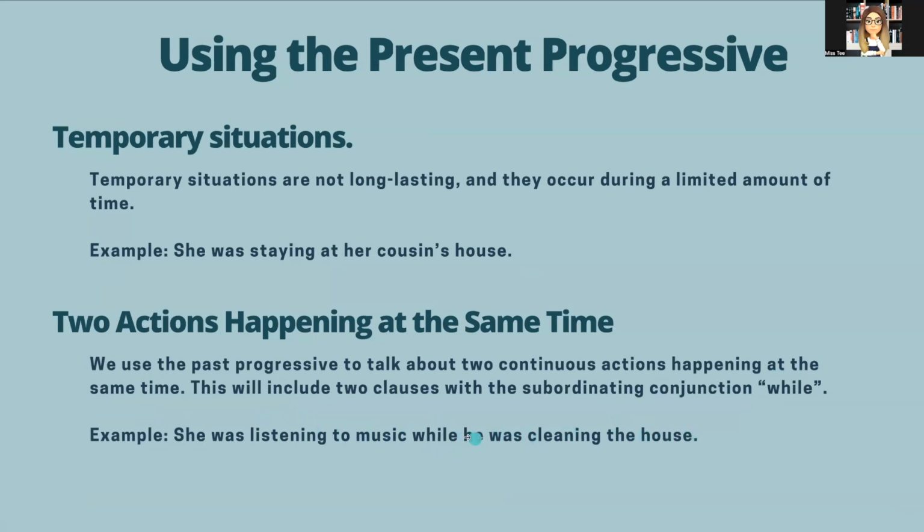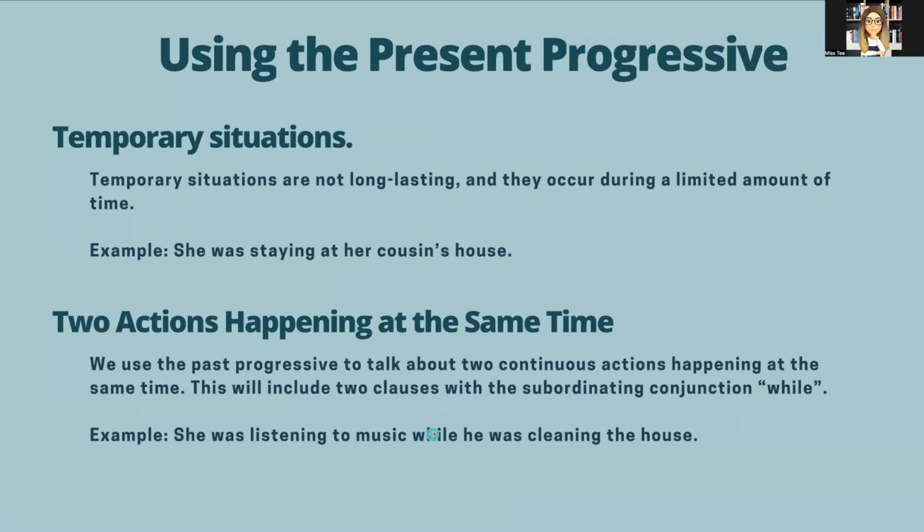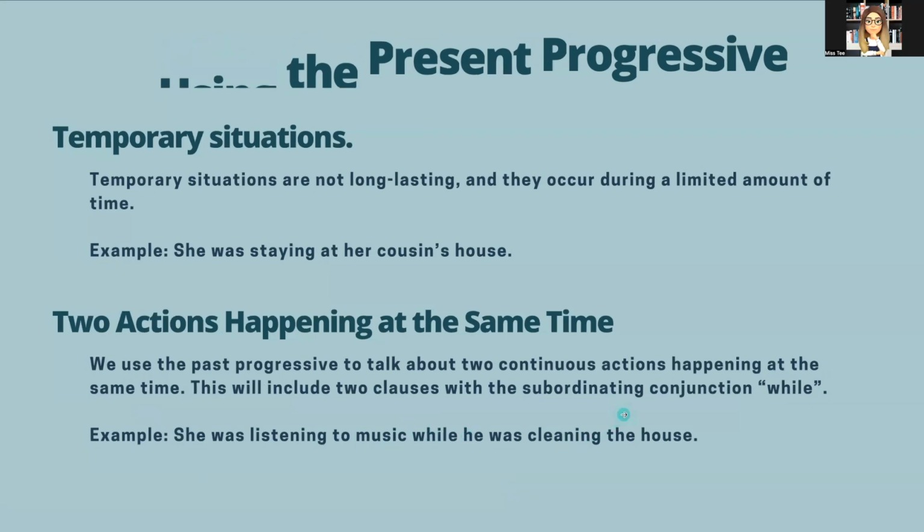And you can actually put these in whatever order. If you start the sentence with the word while, then you must put a comma after. So there are some more specific rules there, but this is how you split it up. She was listening to music. You must put while in here, not when, because they're both long actions.